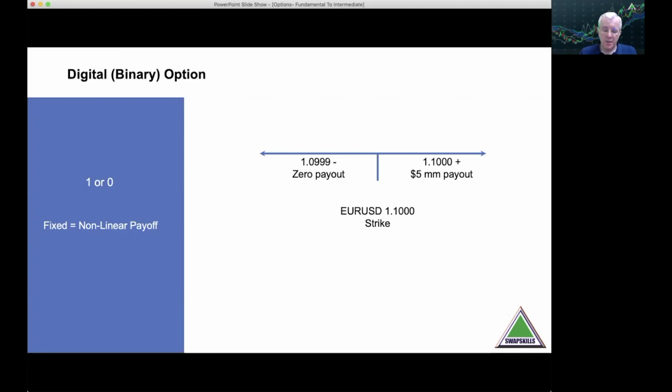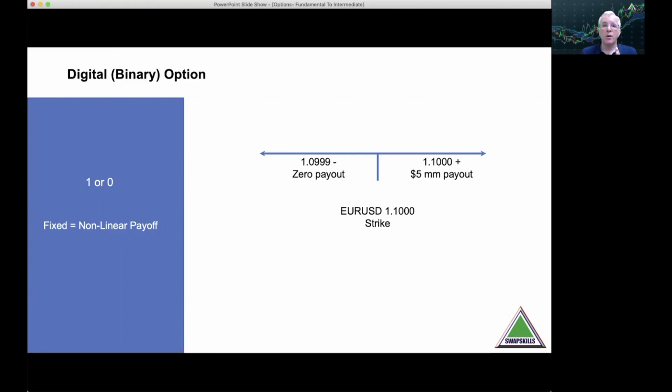The way that works is you have a fixed payoff. So let's just say we're looking at the euro-dollar FX rate. So €1 is worth $1.10 exactly. I'll do a deal with you that says that in a week's time we will observe the euro-dollar FX rate. If it's 110 or higher, so 110, 111, 112, I'll pay you $5 million. If it's below that, you get nothing.